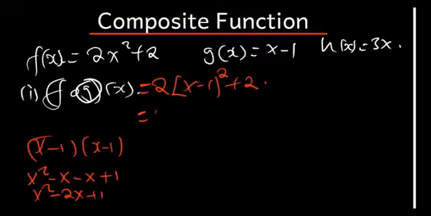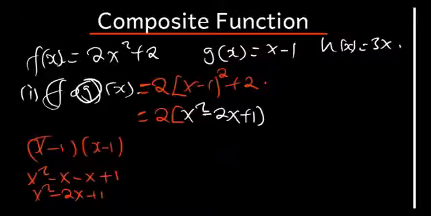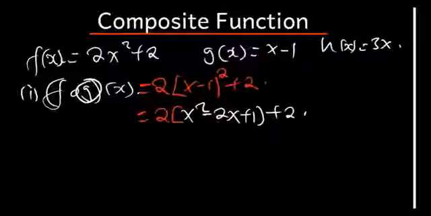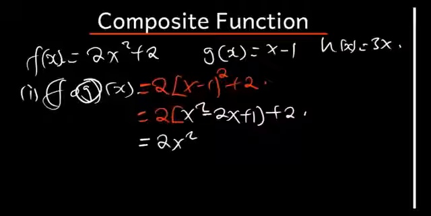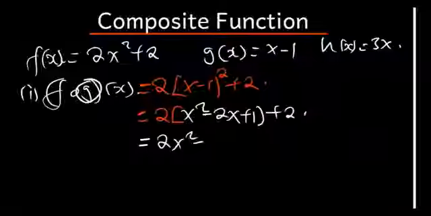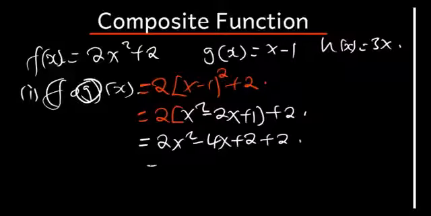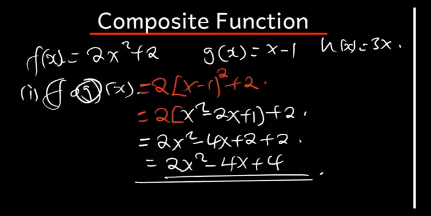So we're going to have 2 open brackets x squared minus 2x plus 1, plus 2 here. Now we can simplify this. 2 times x squared is 2x squared, minus 4x, plus 2, and then plus 2. So our final answer is 2x squared minus 4x plus 4. This is the final answer of f of g of x.